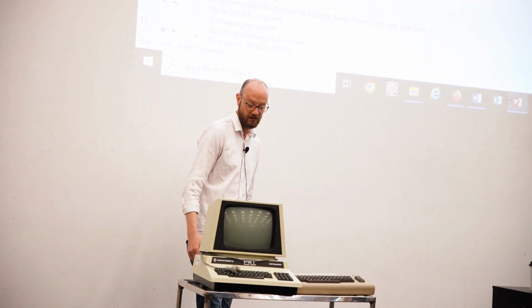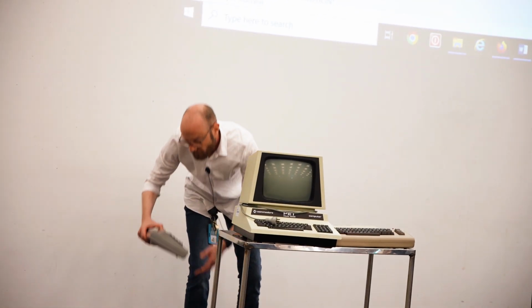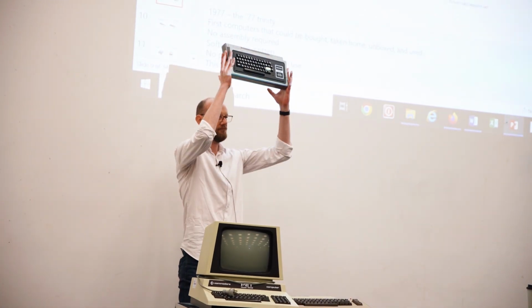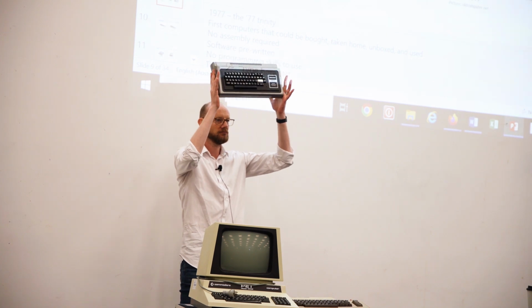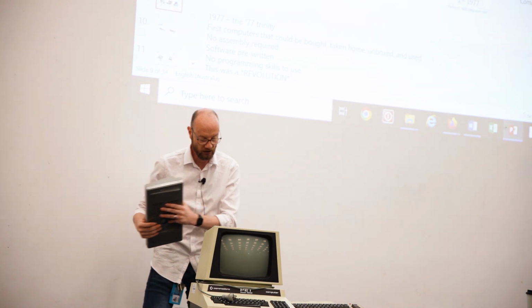This thing weighs a ton. But there's also the TRS-80 Model 1. That's it. That's your entire computer. That's not just a keyboard, by the way. That's a computer. Don't worry, they get smaller.